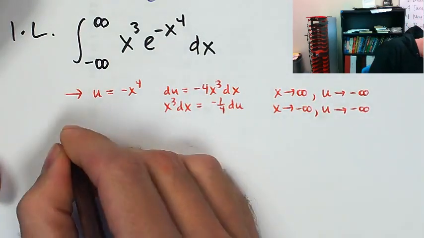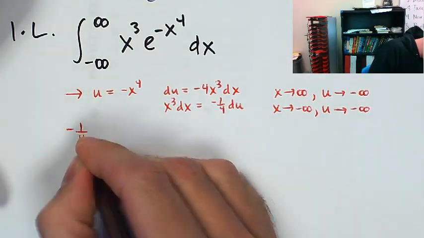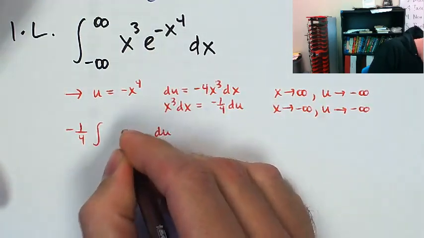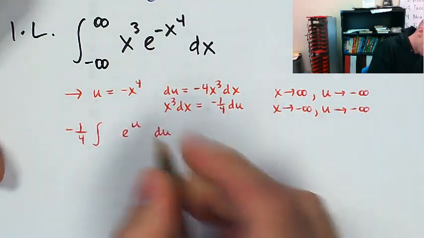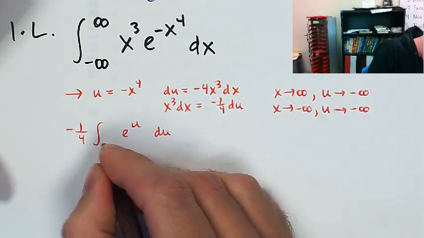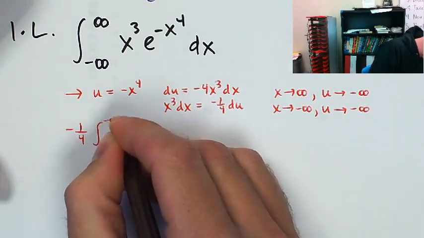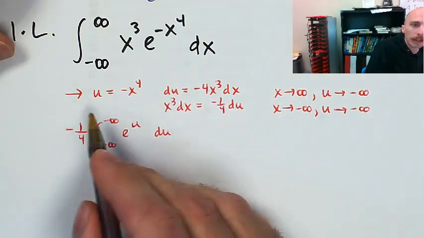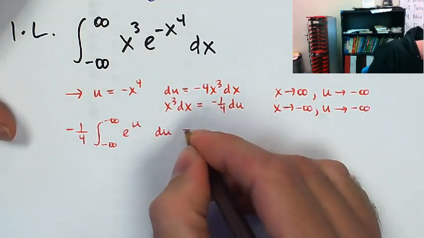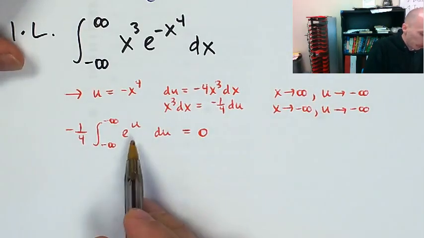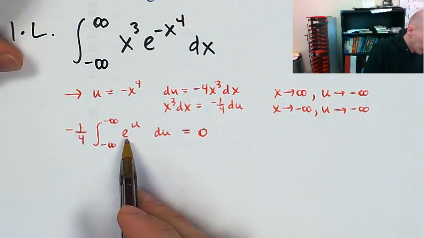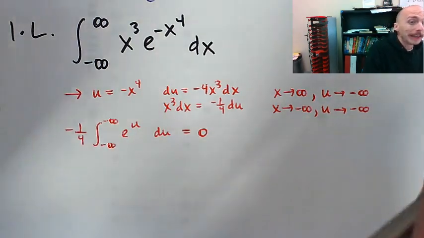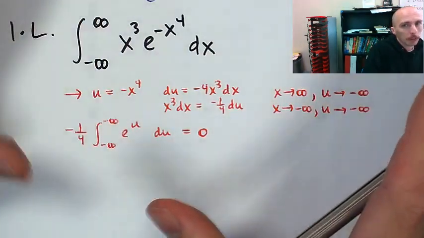And so the x to the 3rd dx becomes negative 1/4 du. I have e to the u, as u goes from negative infinity to negative infinity. And I've got to think that that's going to be 0, right? Because the bounds are the same. Provided that this limit exists, it's going to be equal to 0.